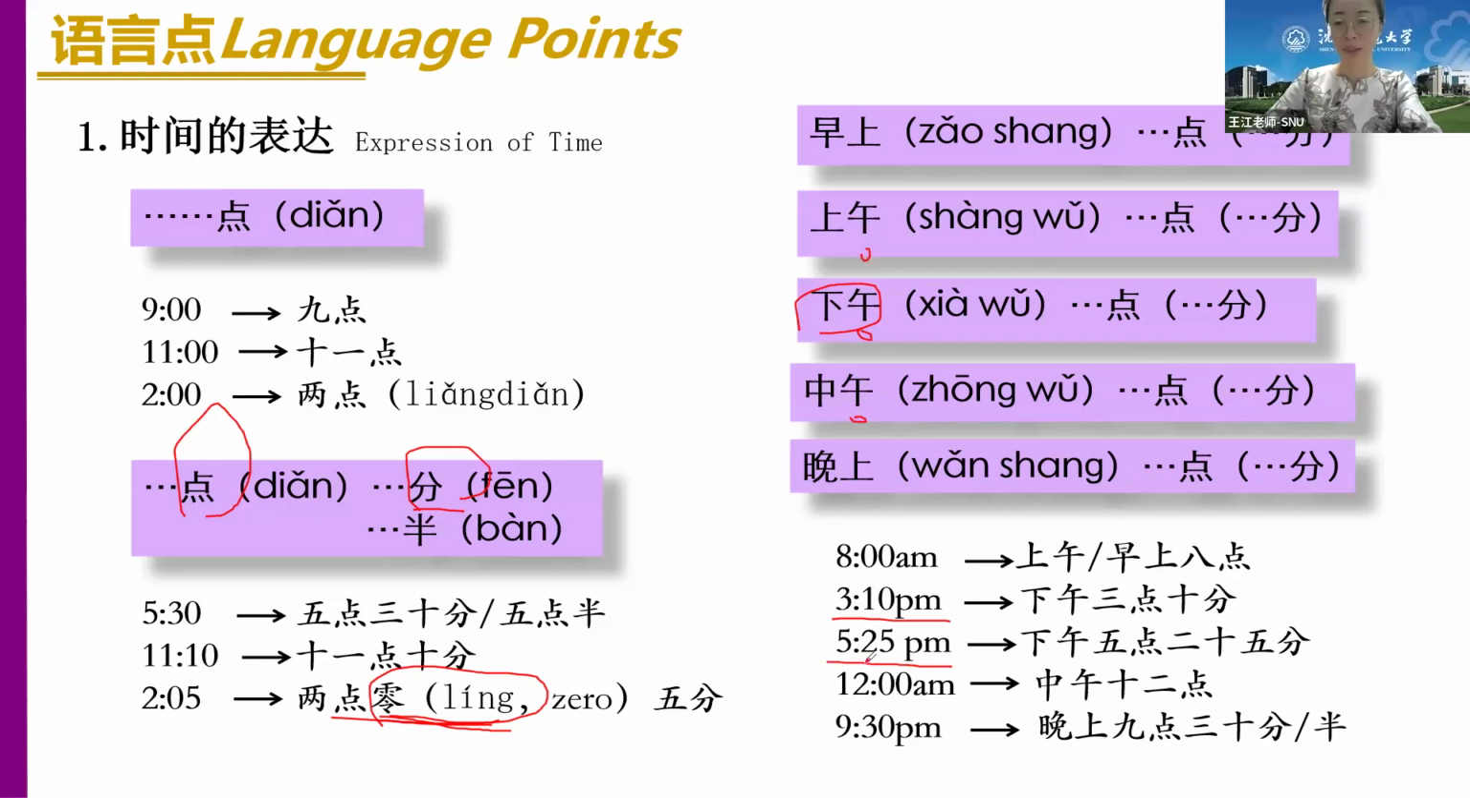Okay, go on, ma'am. 5 o'clock and 25 minutes p.m. How to express the time? Wu, dian... minute, fen. Okay. p.m. 下午. But we should put 下午 before the time, okay? Because 下午 is the bigger unit.